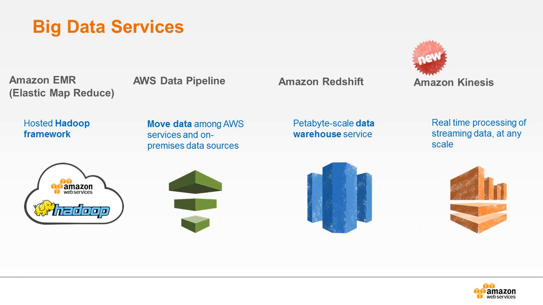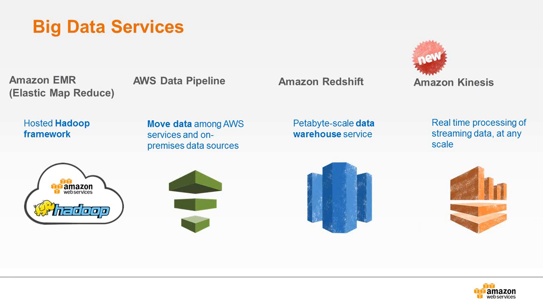So the next services are our big data services or our analytics services. The first one is Amazon EMR, or Elastic MapReduce. EMR makes it easy to quickly and cost-effectively process vast amounts of data. EMR uses Hadoop, an open source framework, to distribute your data and processing across a resizable cluster of EC2 instances that we manage. EMR is used for a variety of applications, including log analysis, web indexing, data warehousing, machine learning, just to name a few.